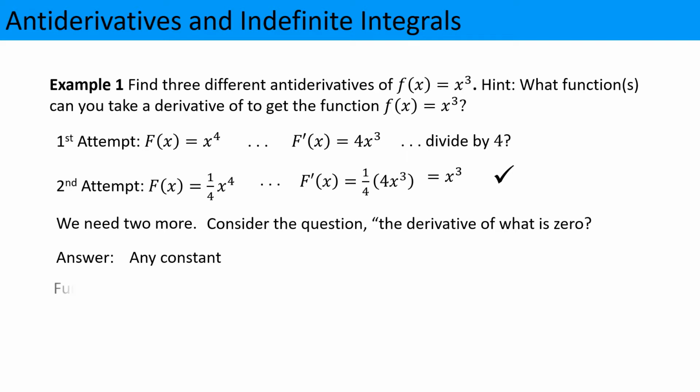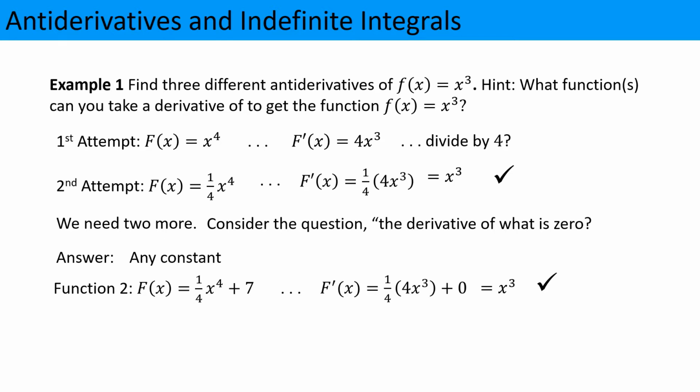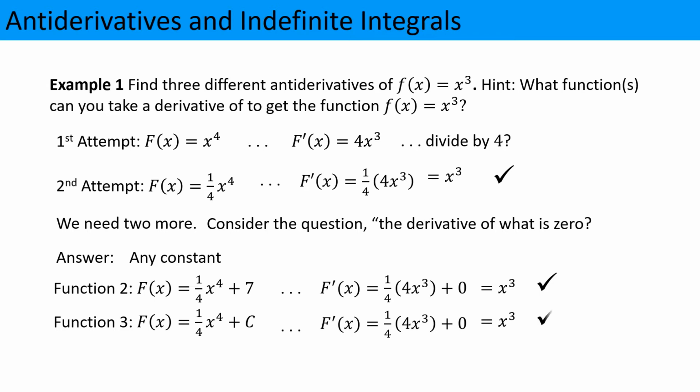So my second function will be F of x equals 1/4 x to the 4th plus 7. Let's take the derivative, and I get F prime of x equals 1/4 times 4x cubed plus 0, which gives us x cubed, and that works. So how about if we just pick any constant? That is, F of x equals 1/4 x to the 4th plus C, where C is any constant. So now when we take the derivative, we get F prime of x equals 1/4 times 4x cubed plus 0, which is x cubed, and that works.